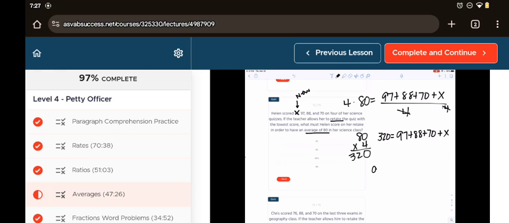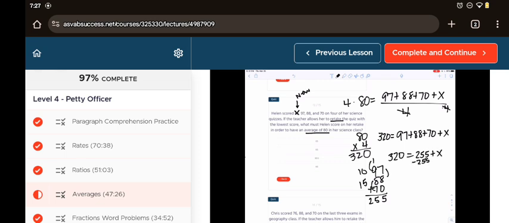So let's start adding these three up. 97, 88, 70. 7 plus 8 is 15, carry the 1. 1 plus 9 is 10, and 8 plus 7 is 15. 10 plus 15 is 25. Okay, so looking good so far. So this is 320 equals 255 plus x.